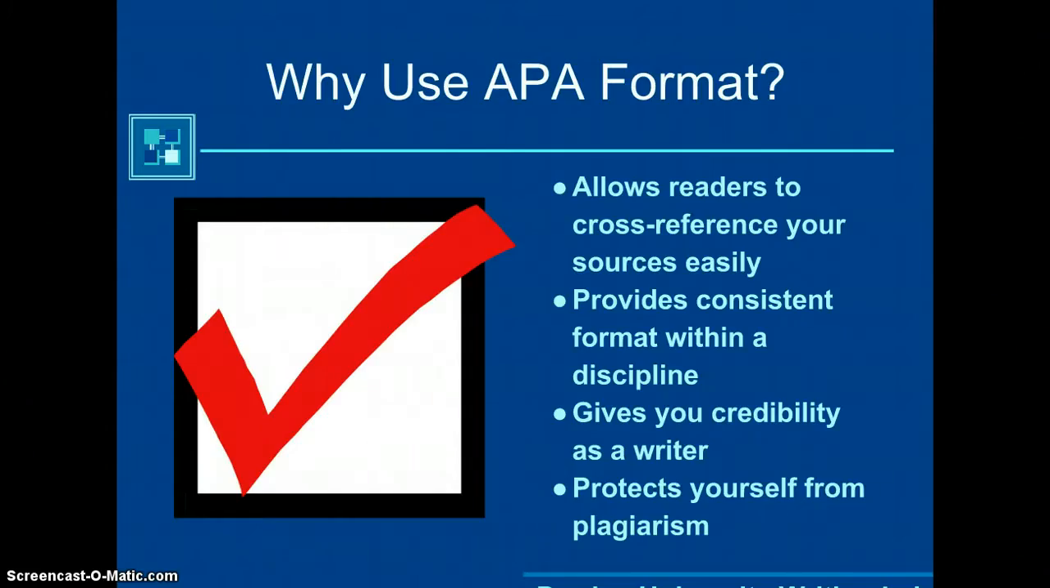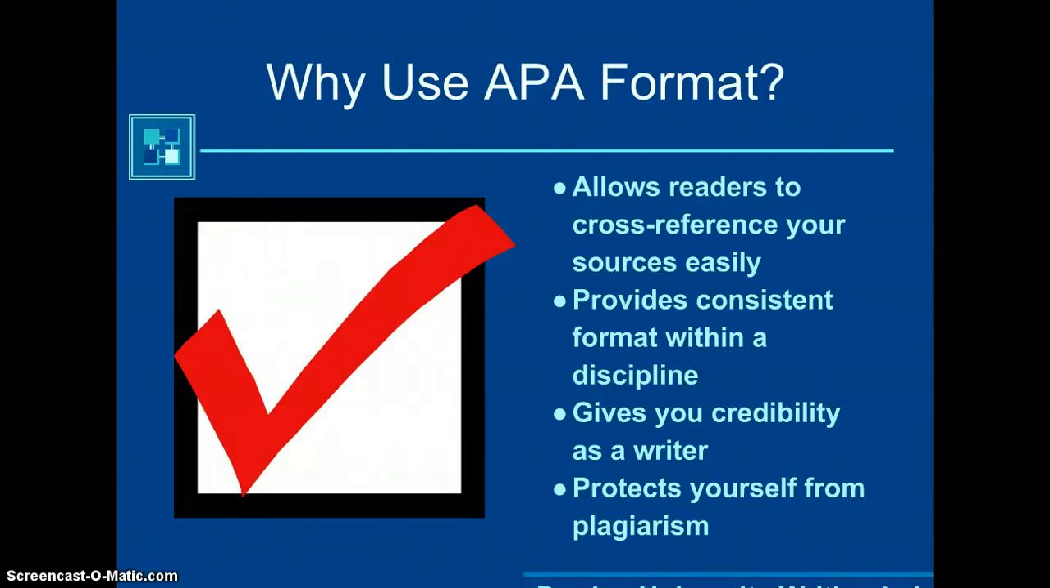Basically, as you write, you're going to have other people reading your writing. So you're writing for an academic audience, and you want to cross-reference your sources easily. By using a certain protocol, in this case APA, which is what's most commonly used in the liberal arts, you're going to have a standard way that people can read your writing and know where to find the sources that you cite in case they want to look them up as well.